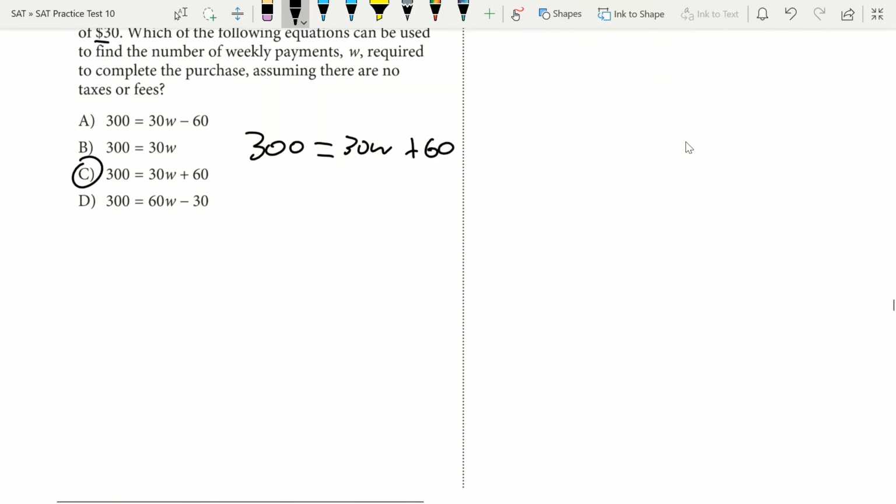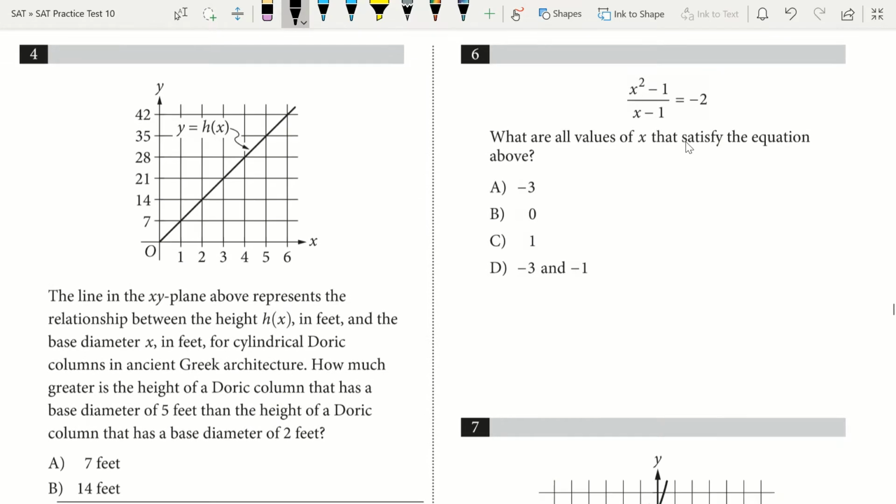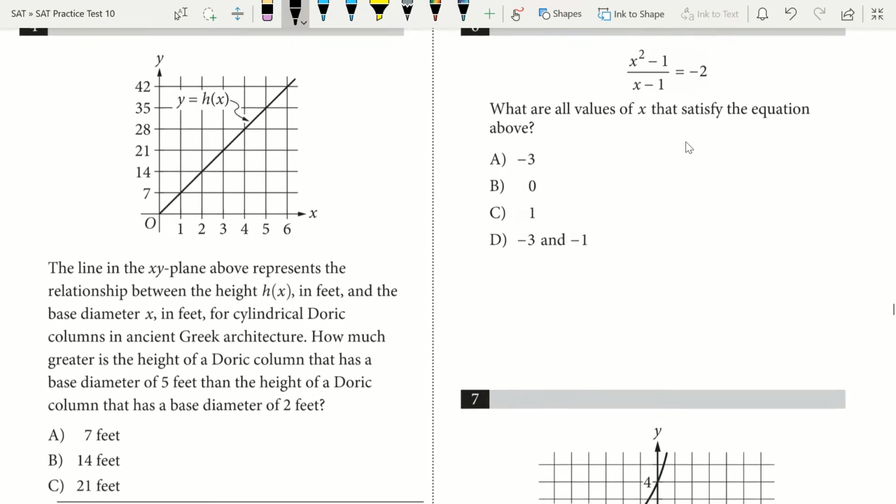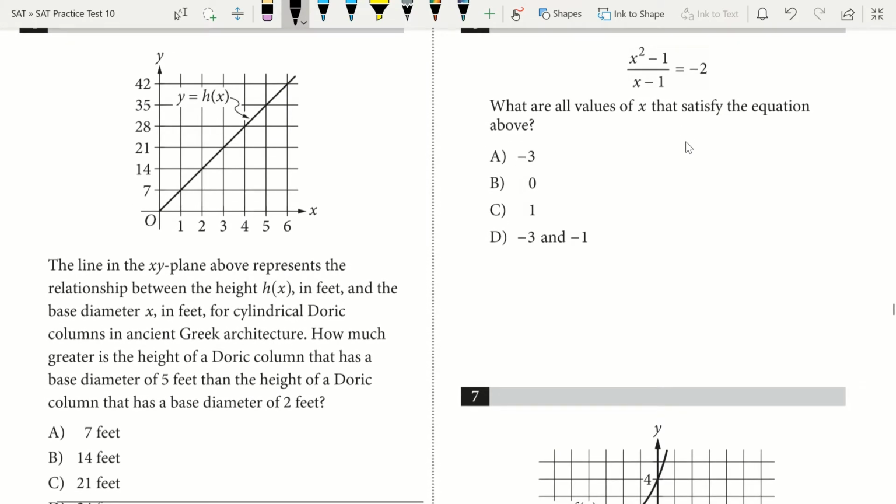Alright, question 4. The line in the xy plane above represents the relationship between height h of x in feet and the base diameter x in feet for cylindrical Doric columns in ancient Greek architecture. How much greater is the height of a Doric column that has a base diameter of 5 than the height of a Doric column that has a base diameter of 2? Well, we see our base diameter is on our x-axis, so we're looking for the difference between x at 5 and x at 2. We see that at 5 we have 35 and at 2 we have 14. 35 minus 14 will give me 21, so my answer then will be C, 21 feet.